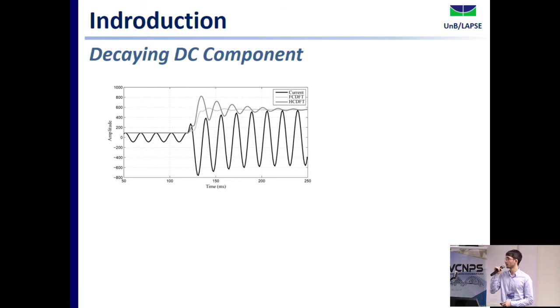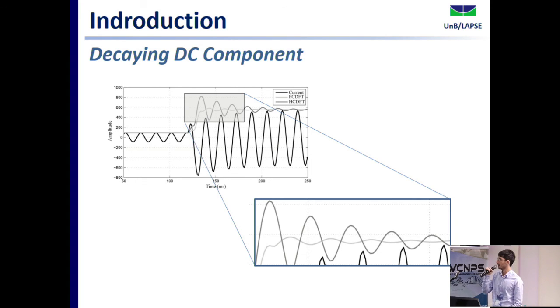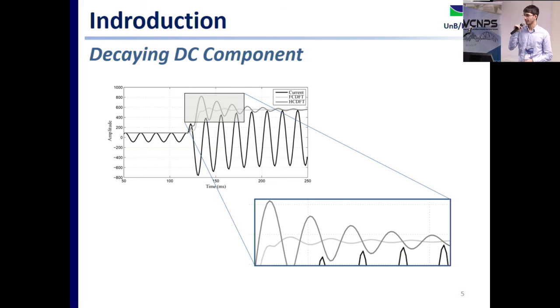Just a little bit of comment here on the decaying DC component. As you can see, it has quite a rough effect on the phasor estimation, especially on the half cycle version. It has a lot of oscillation, and that can really impact the algorithm response in the protection relay.